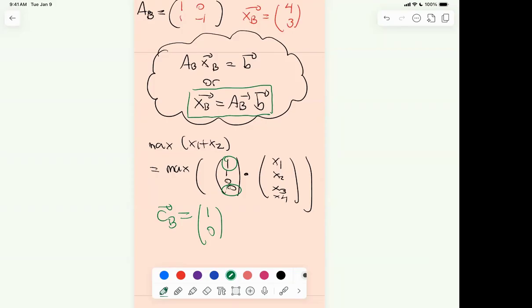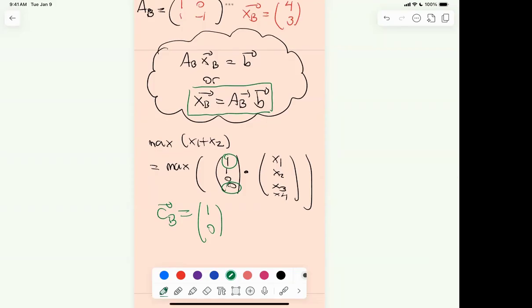So again, whenever you put the B for basis, that just refers to the entries selected by the basis, or the columns. That making sense? Okay, so why is all of this useful?